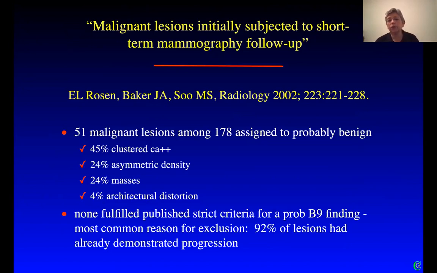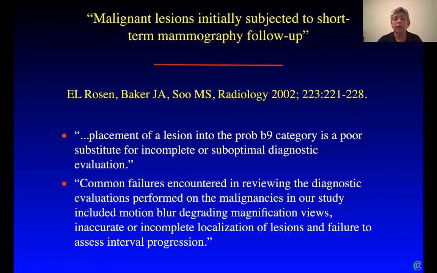I want to just share with you, Dr. Rosen, when he was at Duke and his colleagues there, published a very interesting paper in 2002, where they looked at 51 malignant lesions among 178 that had been assigned to the probably benign category. Almost half of these were calcifications. You had about 24% masses and asymmetric densities, and 4% architectural distortion, which really never belongs in the probably benign category. And he found that in these 51 malignant lesions, none of them fulfilled the published criteria for probably benign findings. And the most common reason for exclusion was that 92% of the lesions had already demonstrated progression. So they go on to conclude that placement of a lesion into the probably benign category is a poor substitute for incomplete or suboptimal diagnostic evaluation.